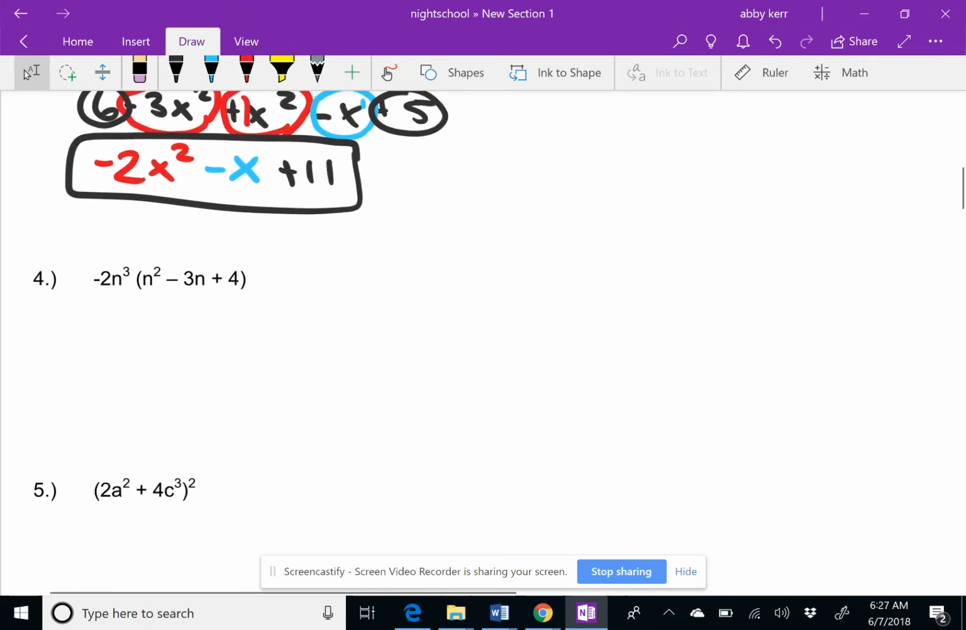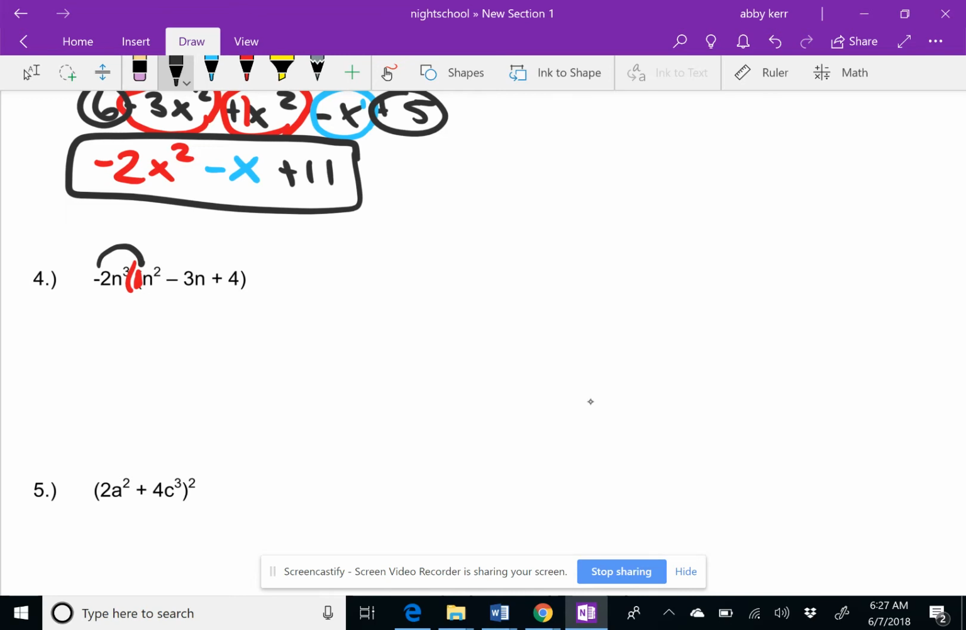Now for number 4, there's many different ways to do this problem. You can do distribution, you can do the area model. Whatever strategy gets the right answer, we are fine with. So I'll show both actually. I'm just going to put this 1 in front of the n, so you know that that's there. Then I'm going to distribute.